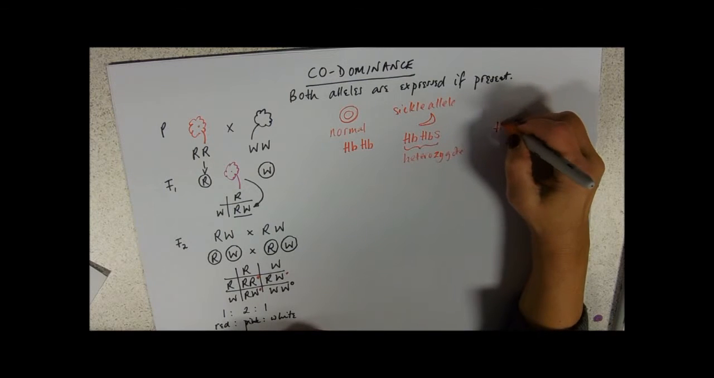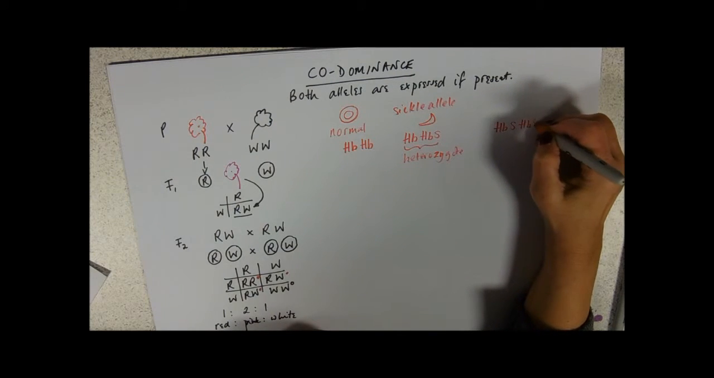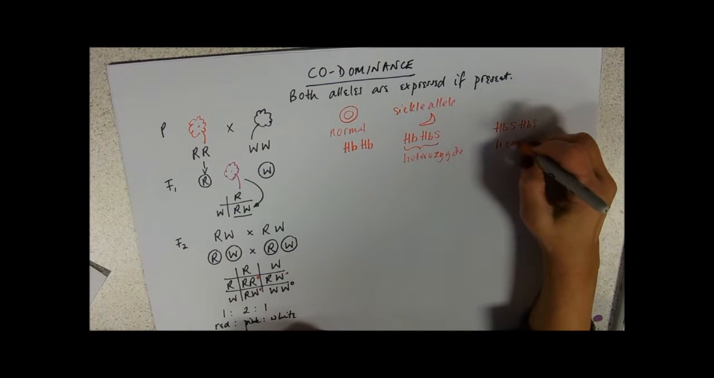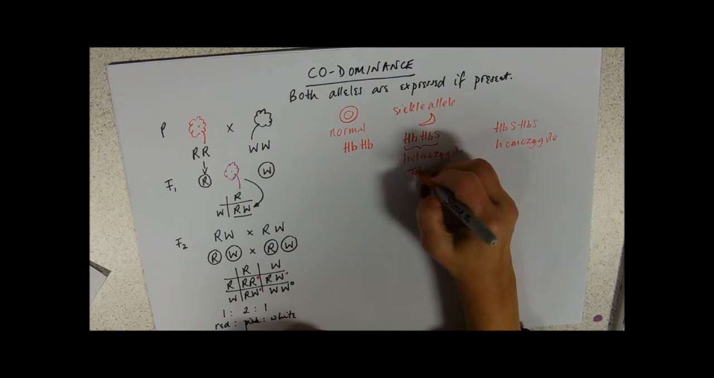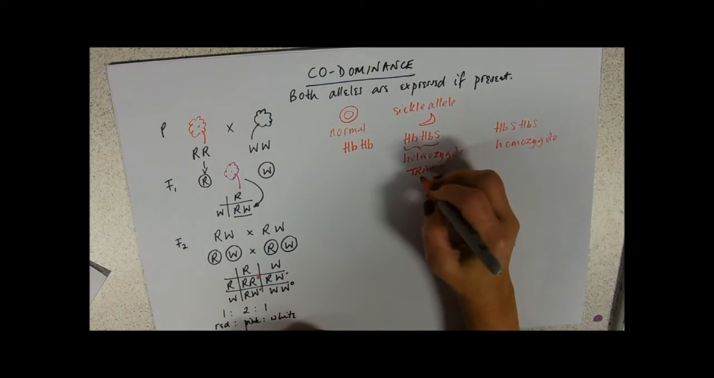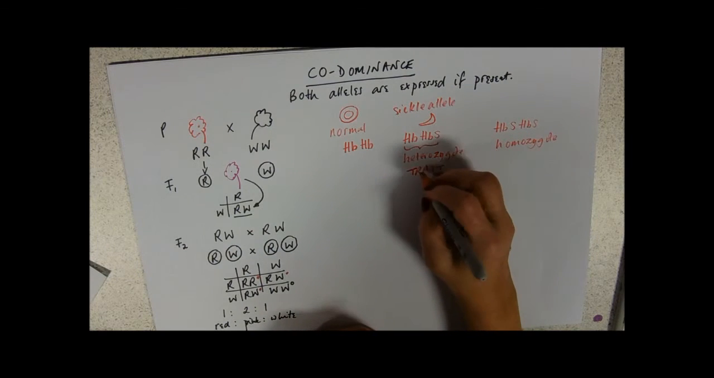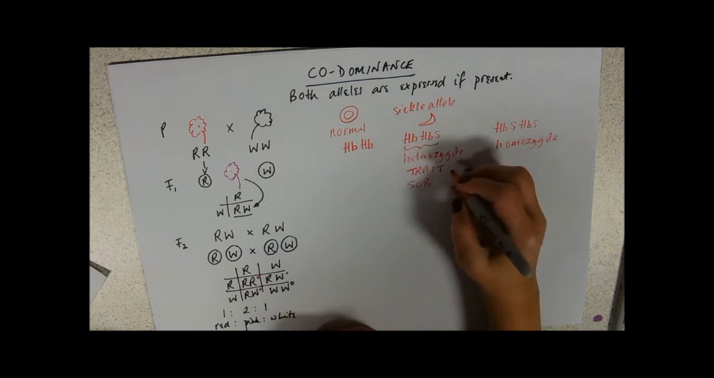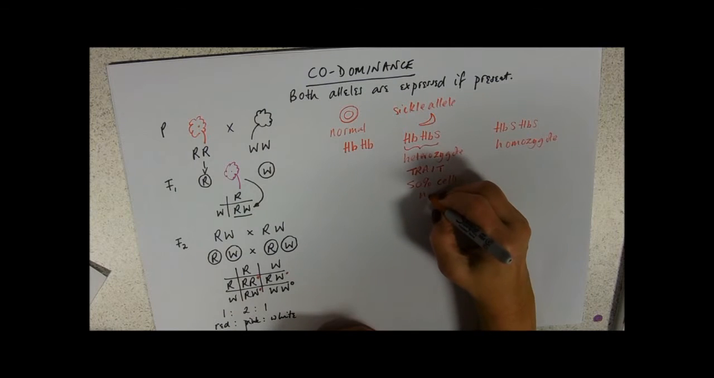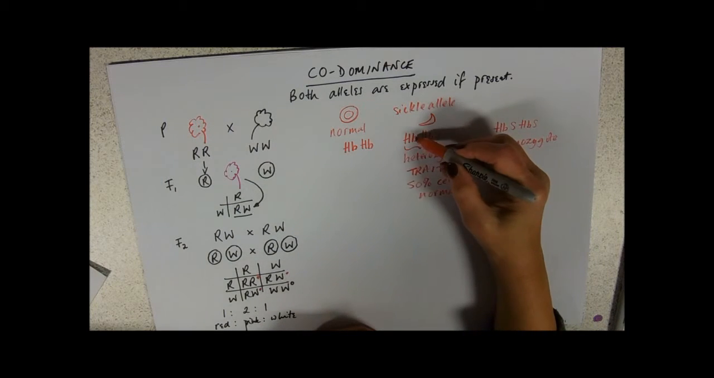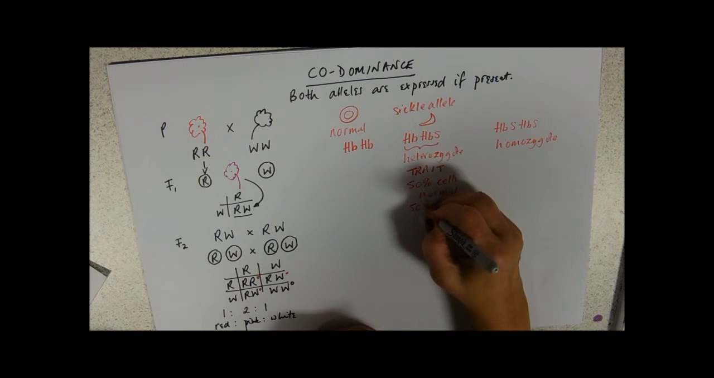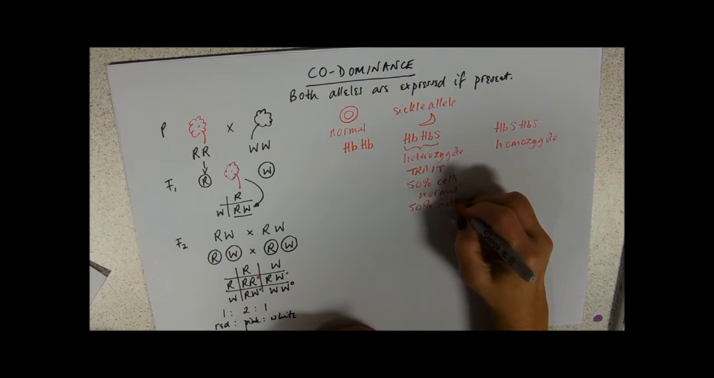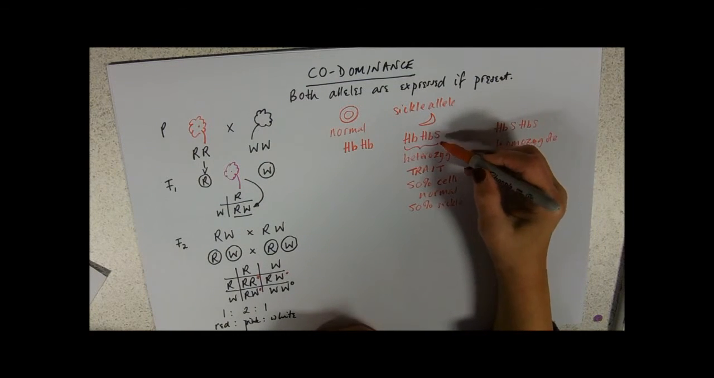Or you could have HBS, HBS, which is the homozygote. And we say that these have got sickle cell trait. Now that means it isn't quite 50-50, but you can think of it as 50-50. It's more like 60-40. It means that 50% of the cells are normal. So that means that that allele is fully expressed into 50% of the cells, and 50% of the cells are sickle.